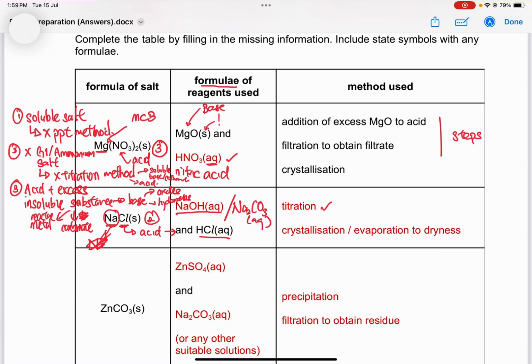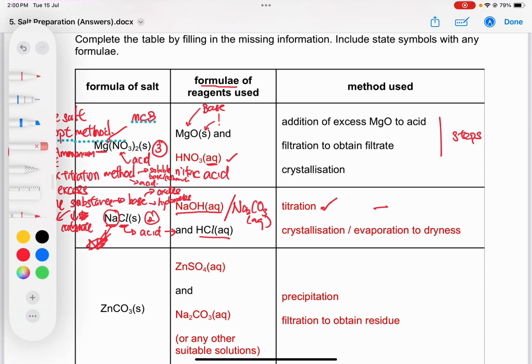The method used is titration, and these are the steps also. First thing, for sodium chloride, you have determined that it's going to use the titration method, so for the method used, you put titration. Once you have titrated the sodium hydroxide and hydrochloric acid, what you're left with is your solution. Normally after titration it is in your conical flask. Inside here I got my sodium chloride solution.